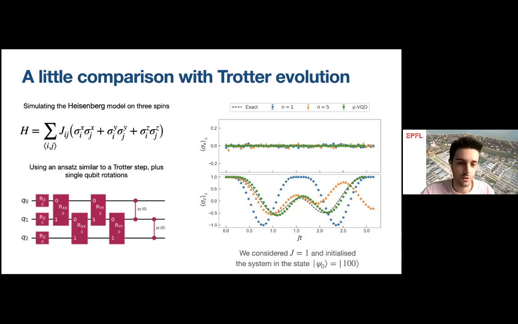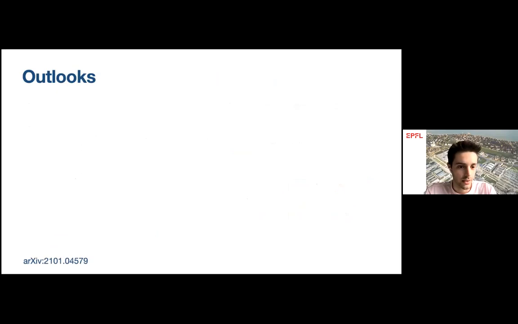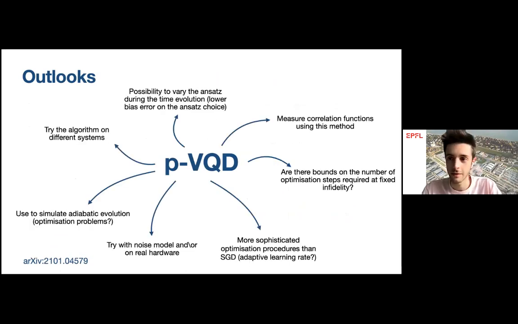But it was just a test of mine, not in the paper, not the main reason of the article. And at the end, I put some outlooks. I also put the arXiv number if someone wants to read the article more in depth. And some outlooks are the following. Maybe some of you have other ideas, I don't know. But I thought about trying the algorithm on different systems.